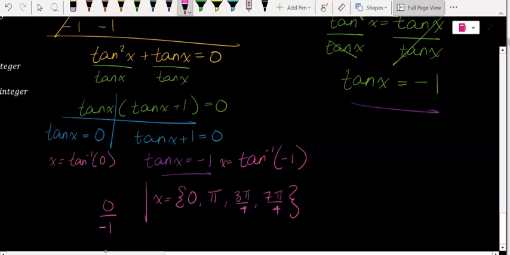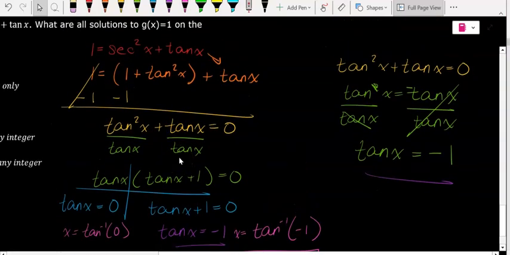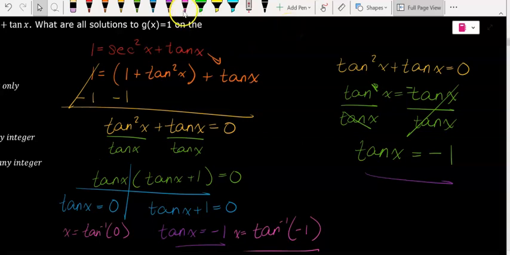So I've got all of my solutions here. If I had done it the other way, I would have only gotten the 0 and pi. I would not have gotten 3 pi over 4 and 7 pi over 4. What I'm going to show you, I'm going to just prove it to you really quick here, if you guys don't necessarily believe me.